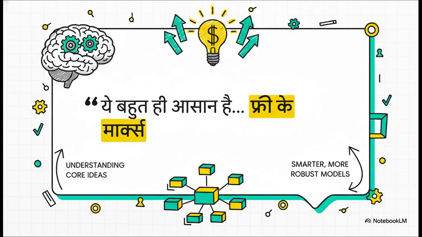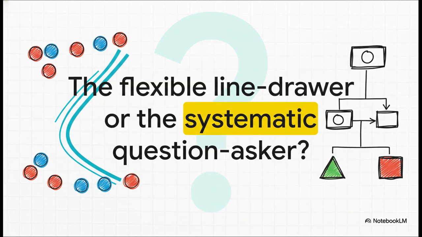And that's the point. Understanding these different approaches isn't just about passing a test. It's knowledge that really empowers you to build smarter, more practical models. So I want to leave you with a final question to chew on. When you have to make a complex decision in your own life, which approach do you think you naturally use? Are you more of a flexible line drawer, trying to find one perfect rule that works for most situations, kind of like an SVM? Or are you more of a systematic question asker, following a step-by-step flowchart in your head, like a decision tree? There's no right answer, of course, but it's pretty fascinating to see how these big ideas in machine learning actually mirror the ways we think every single day.